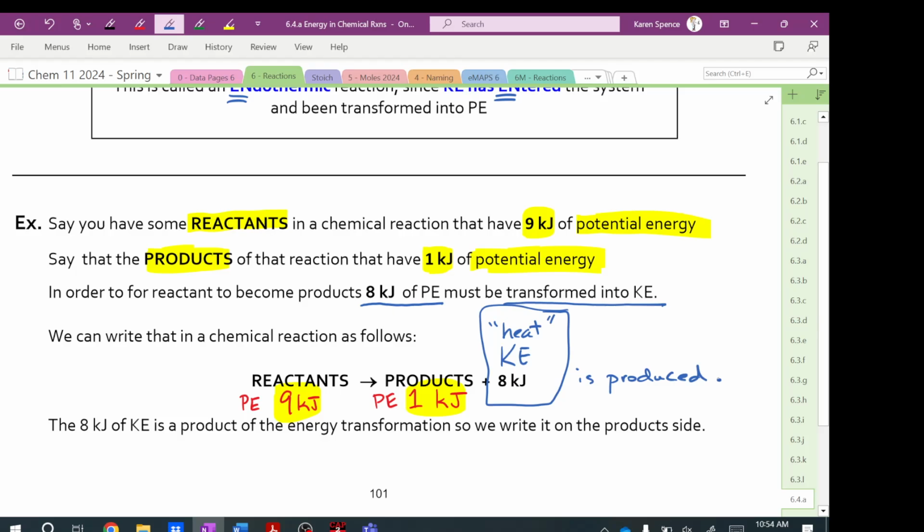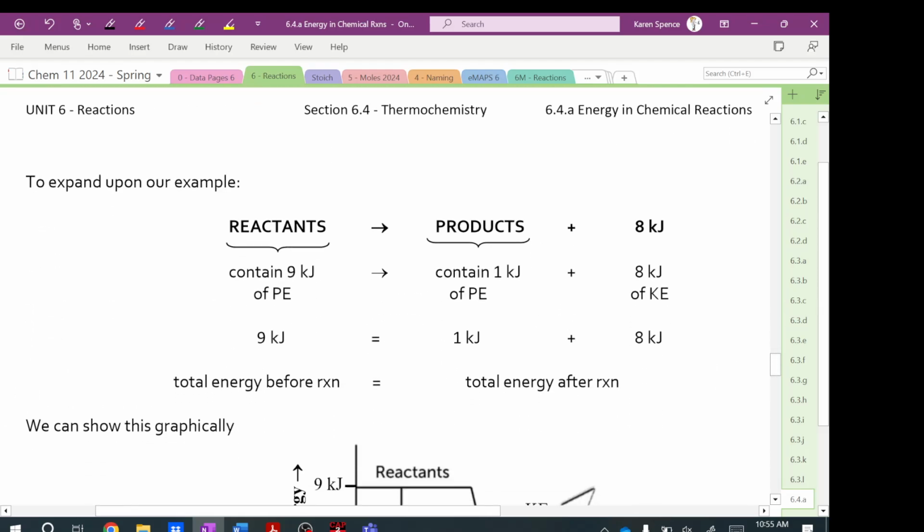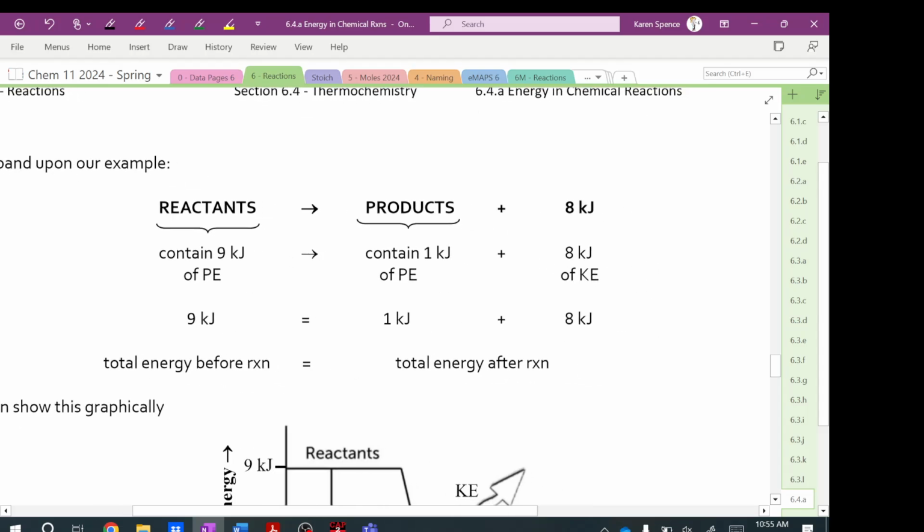Can you guess what kind of reaction this is? Exothermic. This is exothermic. Okay, so here to expound upon our example, we have our reactants that contain 9 kilojoules of potential energy. In our products, we have 1 kilojoule of potential energy and 8 kilojoules of kinetic energy. Together, that makes 9 kilojoules of energy in total.